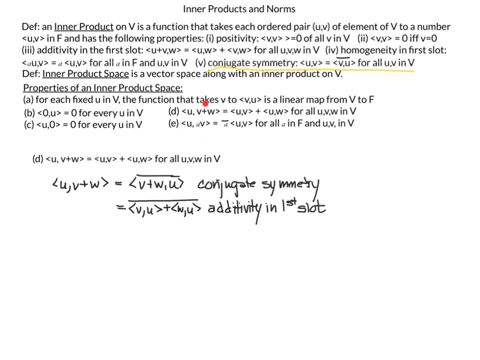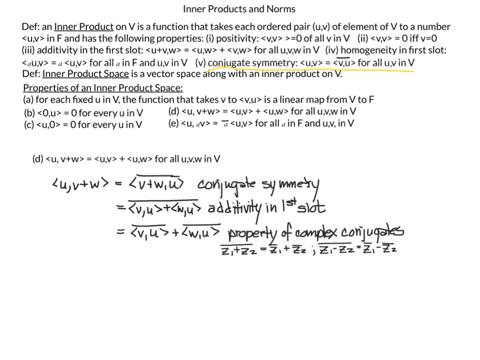Using additivity in the first slot, again from inner products, this is equal to the complex conjugate of vu plus the inner product of wu. Using this property of complex conjugates, this is equal to the complex conjugate of vu plus the complex conjugate of wu, which by conjugate symmetry is equal to the inner product of uv plus the inner product of uw. And therefore, we have proven this additivity property here for an inner product space.